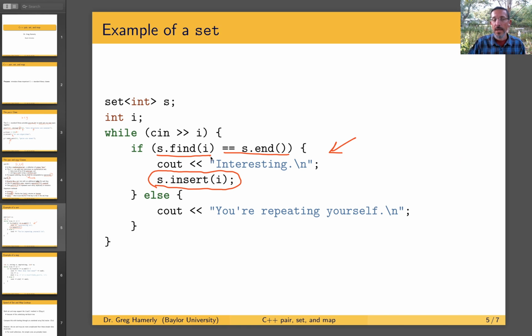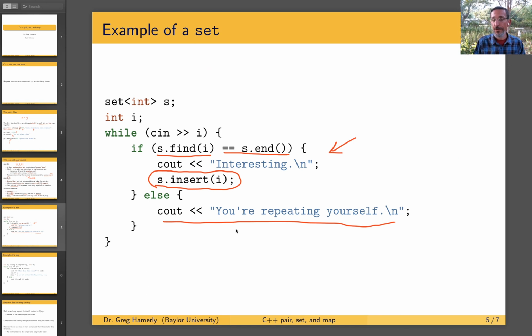Okay, but if the find operation did not return the end iterator, what does that mean? Well, that means that the set found i, and it's just going to print out, you're repeating yourself. Now notice I don't insert it a second time. Why not? Because it's already in there. What would happen if I inserted it a second time? Would I have two of them? No, because a set keeps only unique items. So if you insert something a second time or a third time, you don't get multiple items because a set only keeps unique items.